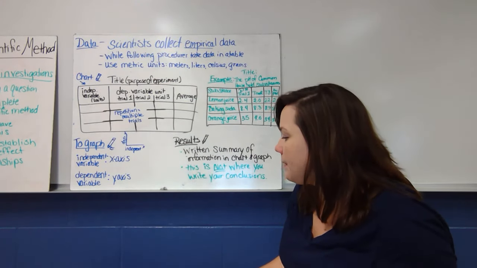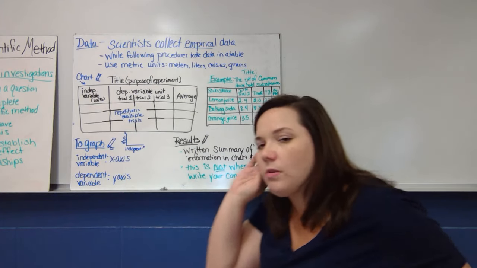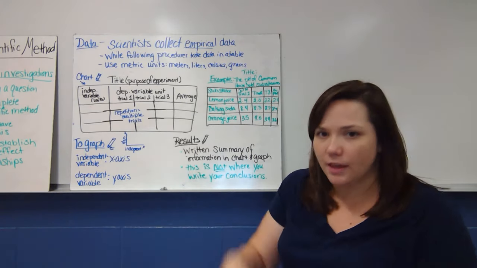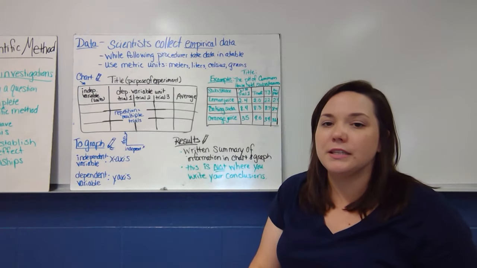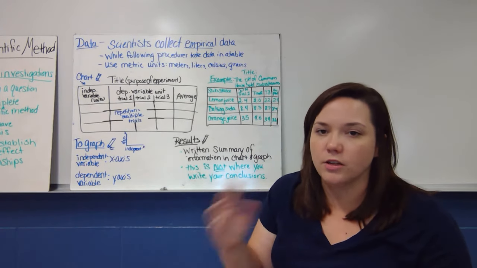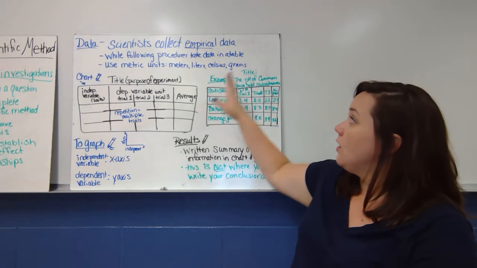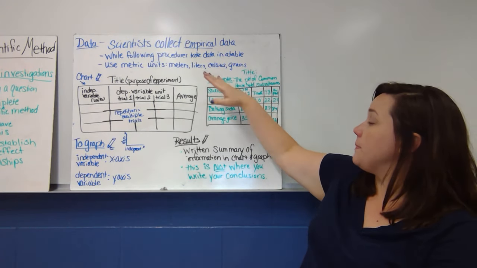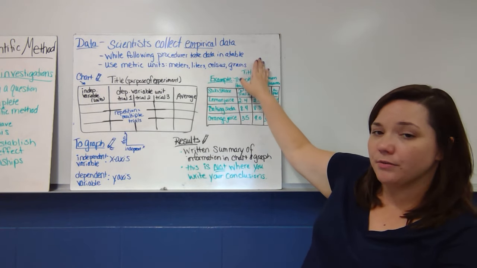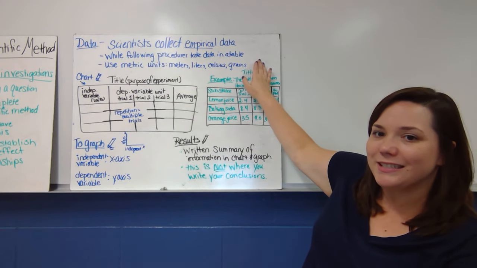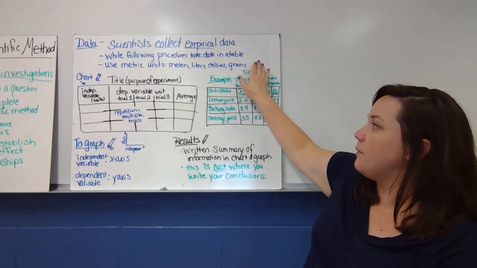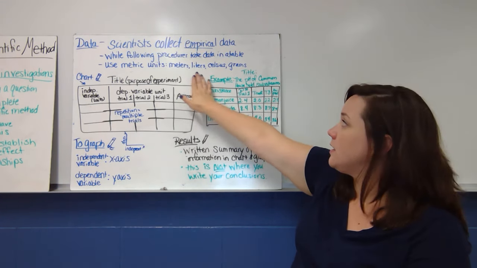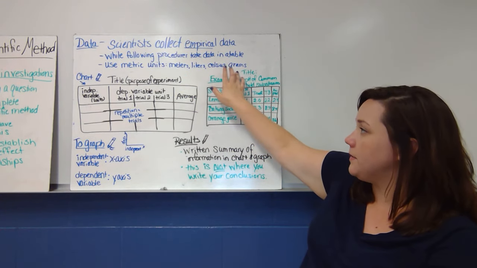Data. We've already talked a little bit about empirical data. Remember, scientists collect empirical data, the data we cannot argue with, the things we can see and measure and all agree that that's what happened. While you're doing an experiment, you should be following your procedures and taking data in a table, which means in your procedures, there should be a place that tells us how often you're collecting that data and what data you're using. You're going to use metric units like meters, liters, Celsius, and grams.